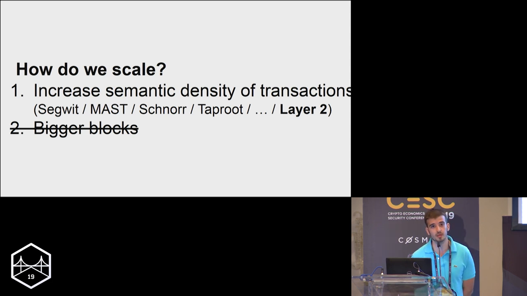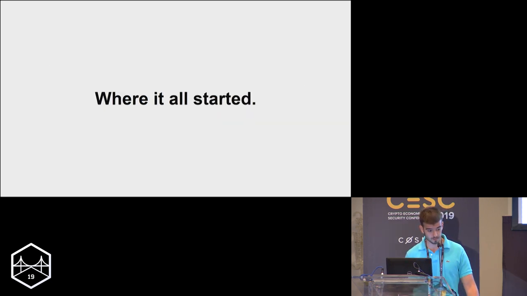And when we make the cost of running a full node cheap, this is good for our blockchain. And there are bigger blocks, which increase the cost of running our blockchain, like Bitcoin Cash, Bitcoin SV, and other approaches, which are not the subject of today's talk. So we don't like big blocks, just to be clear. And so let's explore the solutions to that. We focus on layer two.